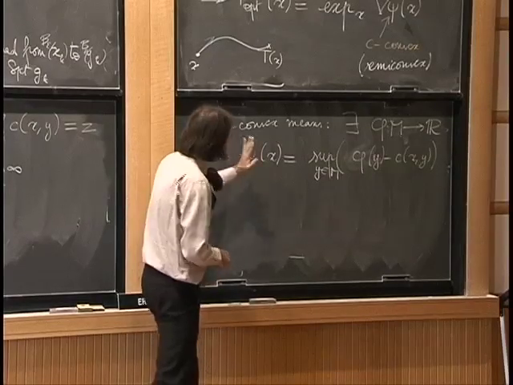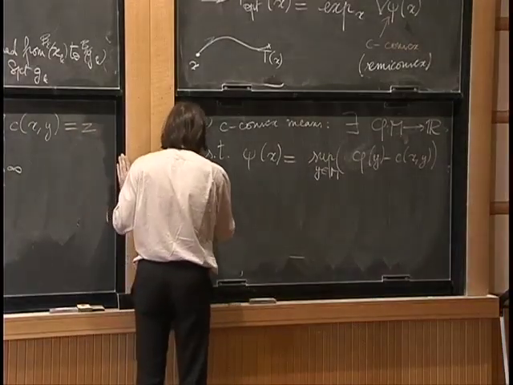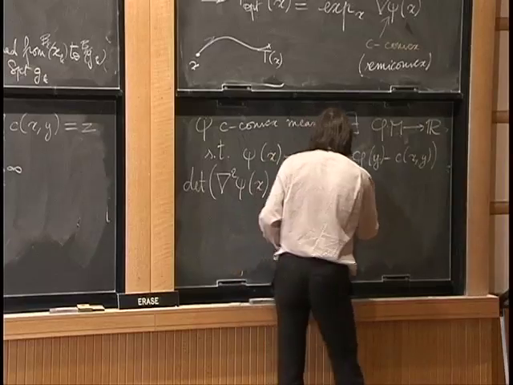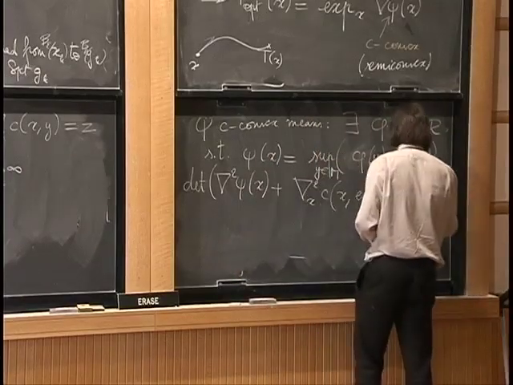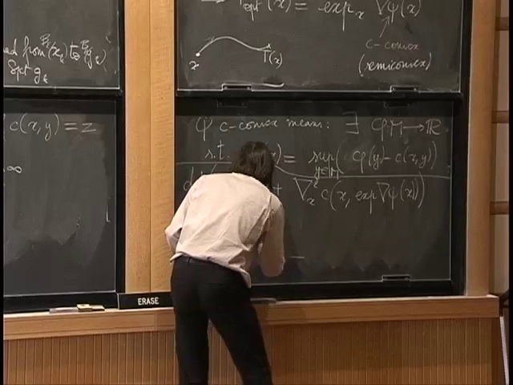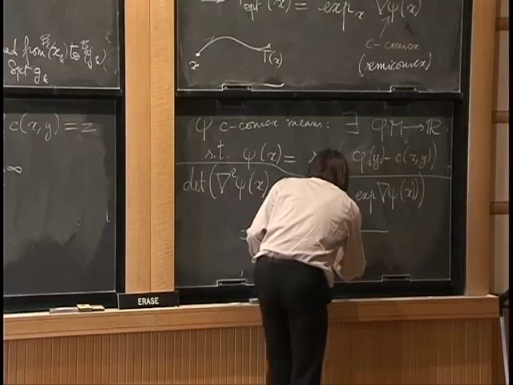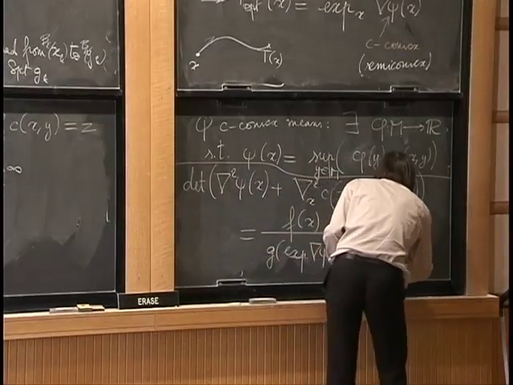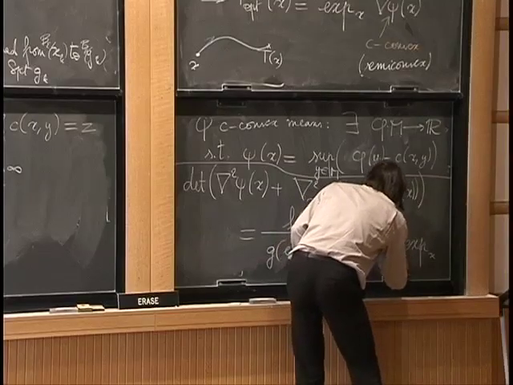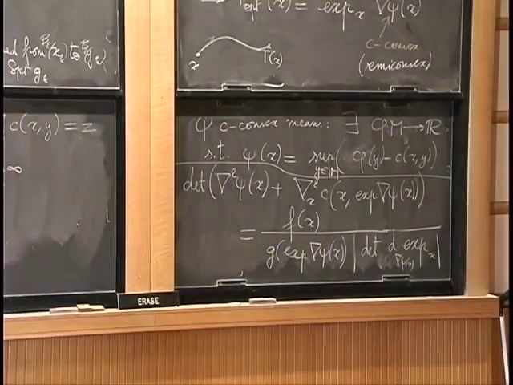So this is my c-convex function, and this is the representation theorem, and there's an equation for psi. The equation is: determinant of Hessian psi of x plus Hessian of c at x, x, grad psi of x, is equal to f of x divided by g of grad psi of x, times the Jacobian determinant of the exponential map at x, and I take the determinant at grad psi of x. So this is the equation.